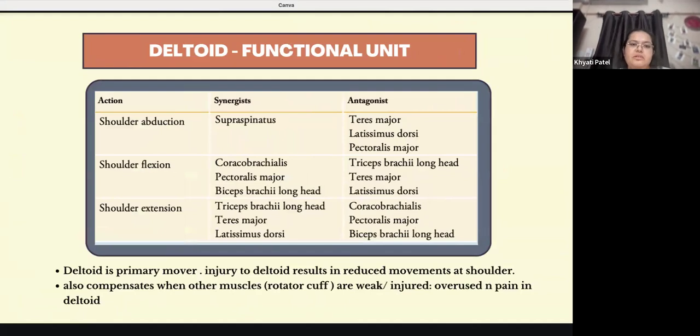So these are the other muscles of the deltoid functional unit. Deltoid is primarily a mover, whereas rotator cuff muscles are mainly stabilizers. So when rotator cuff muscles are weak, the deltoid will take over, and because of overuse, you may develop secondary pain in the deltoid.